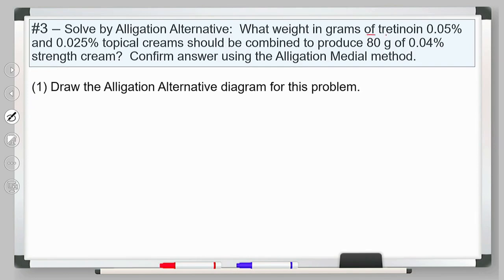So I want the weight of both that cream and the weight of this cream. How much of both of those do I need to mix together so that in the end, I get 80 grams of this concentration? And again, the concentration, 0.04% in this case, has to be above the low concentration and below the high concentration. So again, the high concentration is 0.05%, the low concentration is 0.025%, and we want something in the middle. In this case, 0.04% concentration.